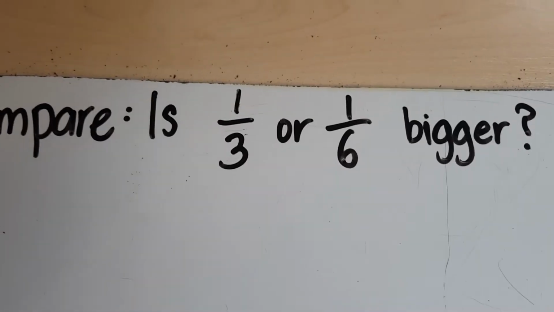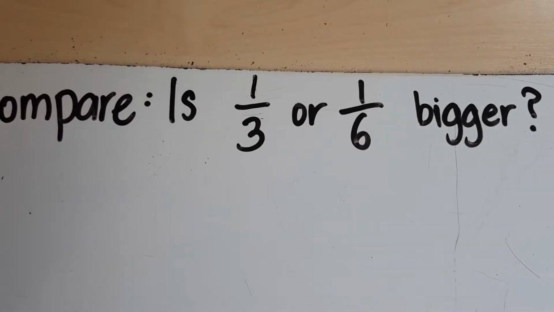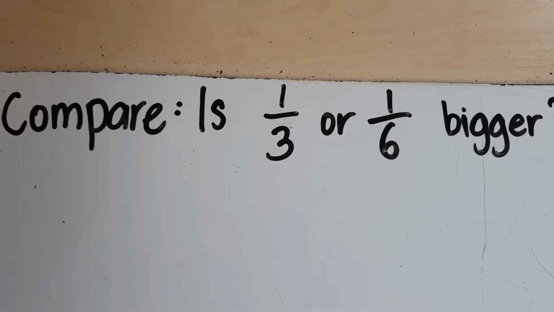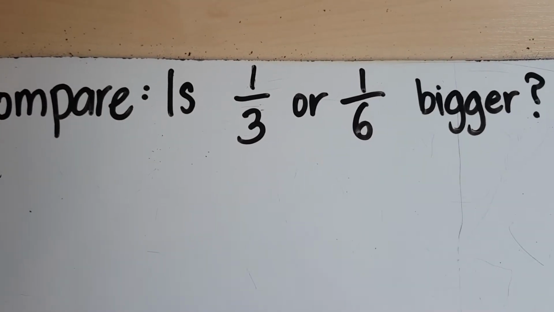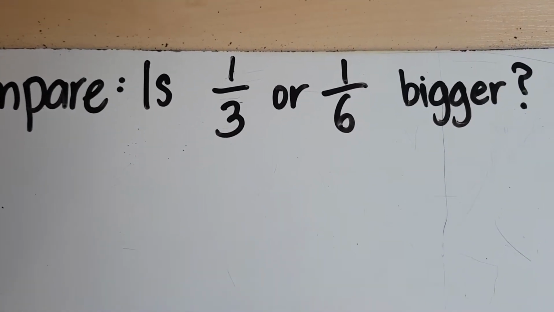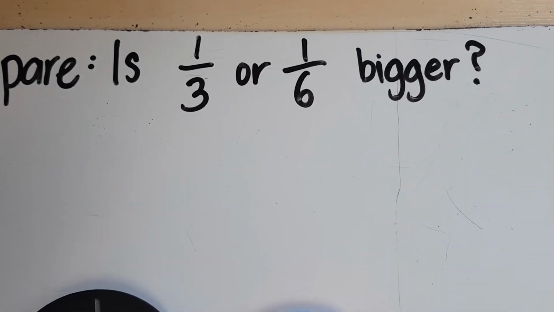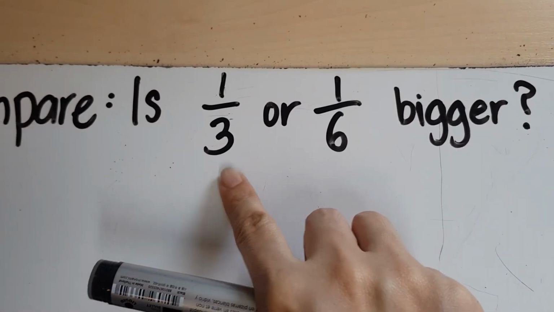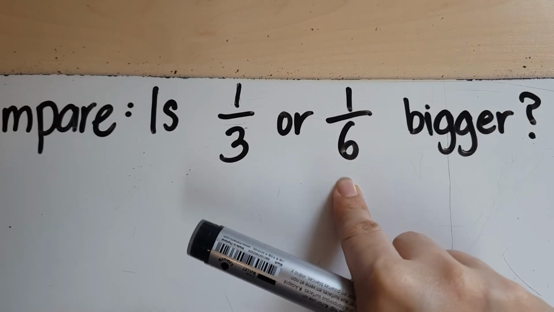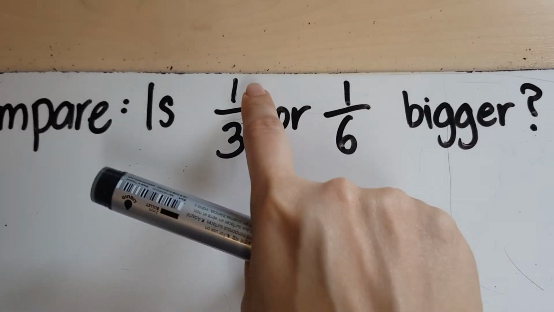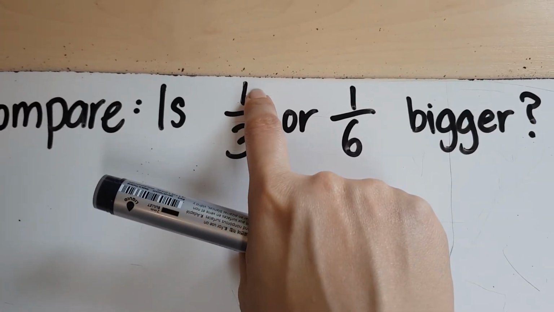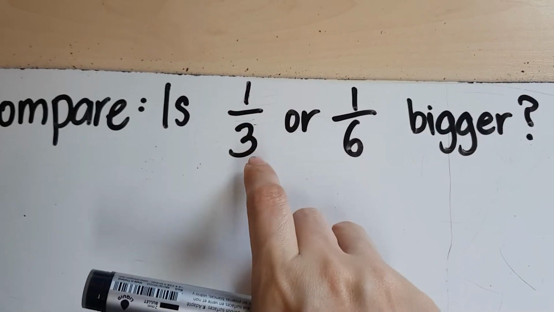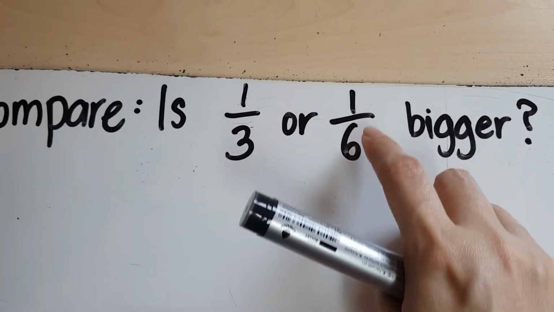Hello everyone, we're going to look at an example of how to compare fractions with the same numerator. Comparing fractions is one of our greatest fears, so we shall face it head on. Now, we are looking at two fractions, 1/3 and 1/6. These are called unit fractions because we have a numerator of 1, meaning we have one piece of a third and one piece of a sixth.